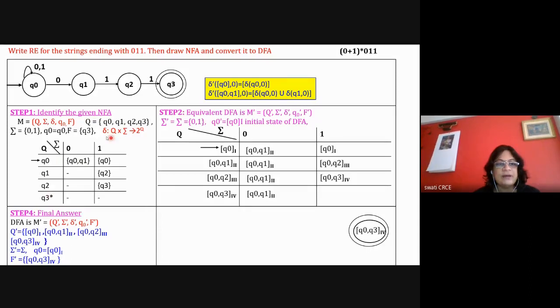Q0, Q3 with 1 is only Q0, which is already there, and now there is no more new state. So if there is no new state available now, and the state with number 5 is not there already here, then we have to stop. And this is the equivalent DFA. And then for this 1, 2, 3, 4, draw the transition diagram.